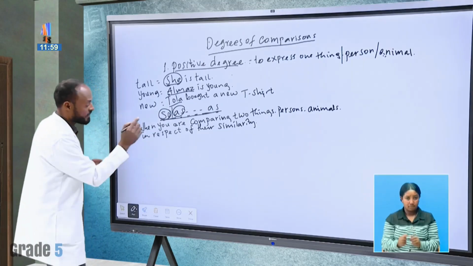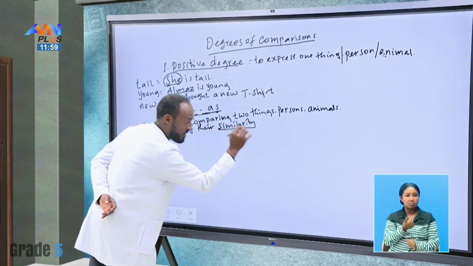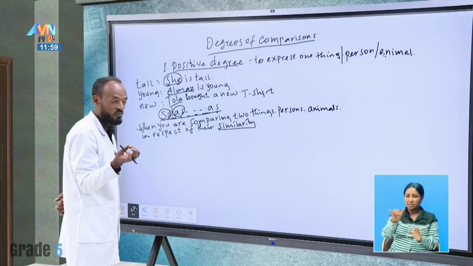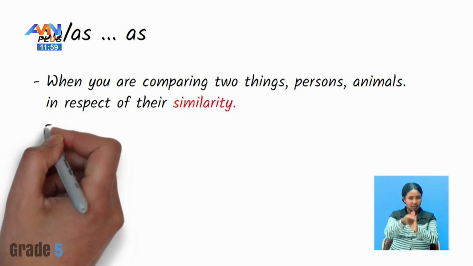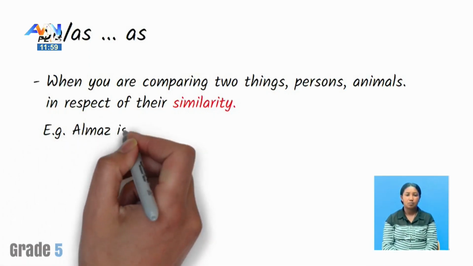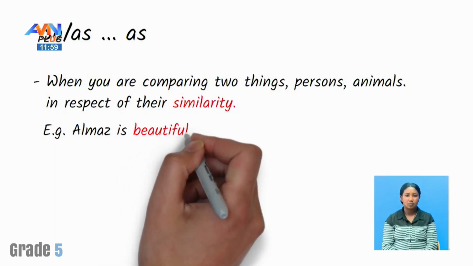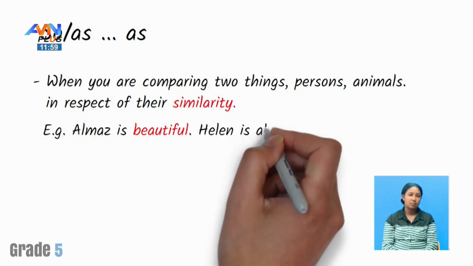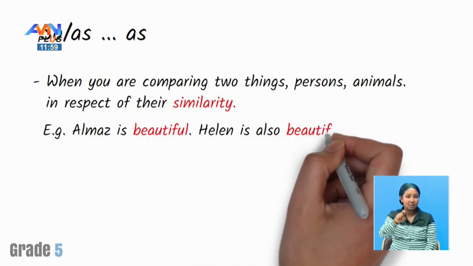Is it clear? For example here, I said when they are similar, the sameness of person, the sameness of animal, or the similarity of things. Example here. Almaz is beautiful. Helen is also beautiful.